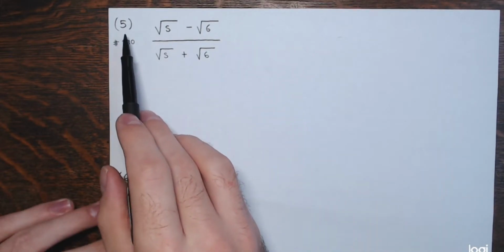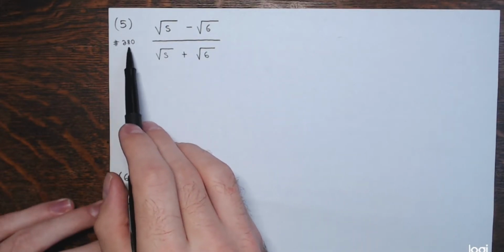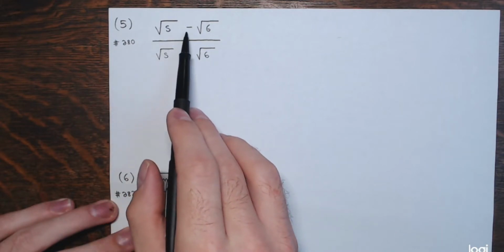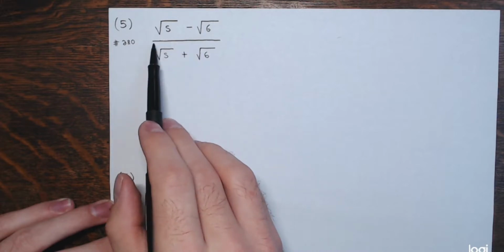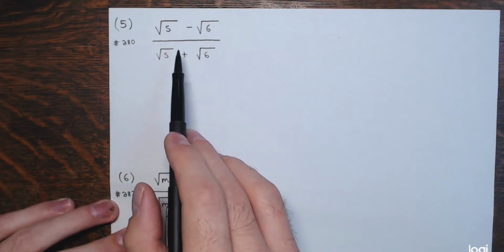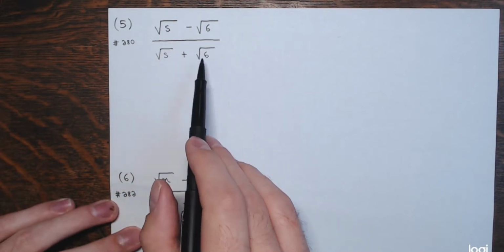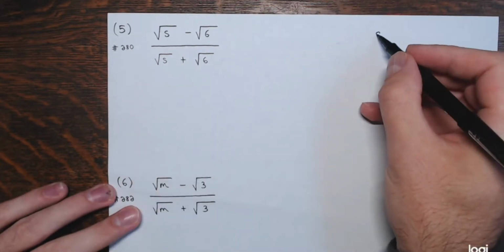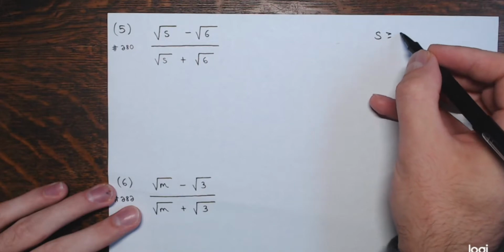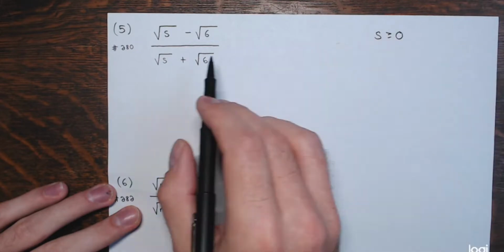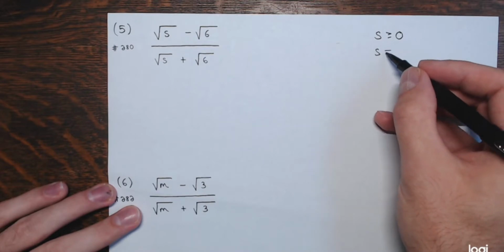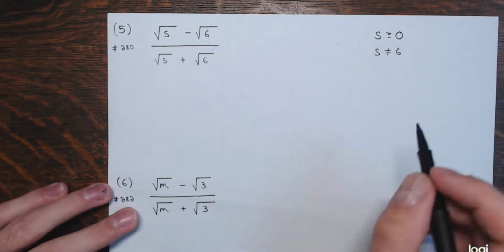So number 5, number 2, which is number 280 in the text. We have the square root of s minus the square root of 6 in the numerator, divided by the square root of s plus the square root of 6. So hopefully it's obvious that s has to be non-negative. And I'm going to be multiplying by the conjugate here, so s can't be 6 either. You'll see in a second.